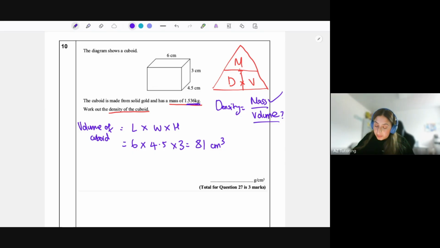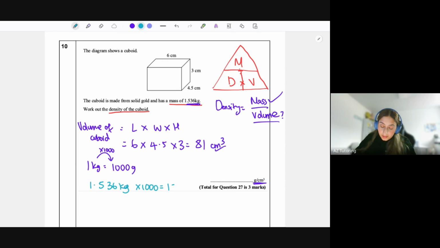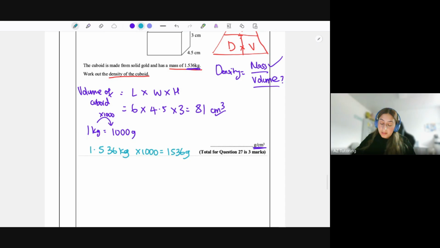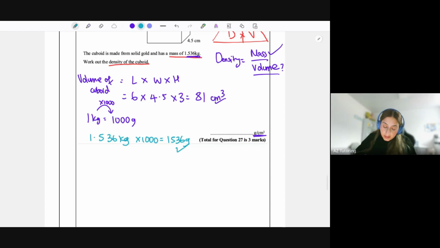The mass is in kg, but the units are given to us in grams per centimeter cubed. We've got centimeter cubed, so we need to convert the 1.536 kilograms to grams. I know 1 kg is 1,000 grams. So to go from kilograms to grams, you have to times by 1,000. So 1.536 kg times 1,000 gives me 1,536 grams. So I've got my mass in grams and I've got my volume, now to work out the density.